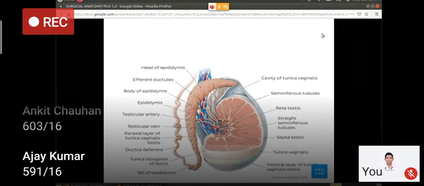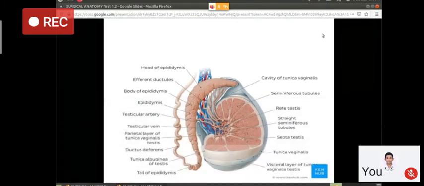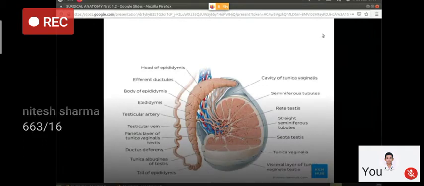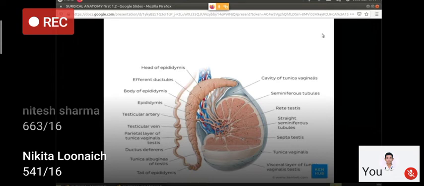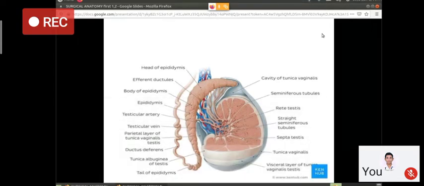Then come the structures of the epididymis and its relationships, like the head of the epididymis, body of the epididymis, testicular artery. Here the picture shows the relationship of the testis, epididymis, and its surrounding structures. In this picture it is very difficult to depict, so I am just naming these organs with their relationships.